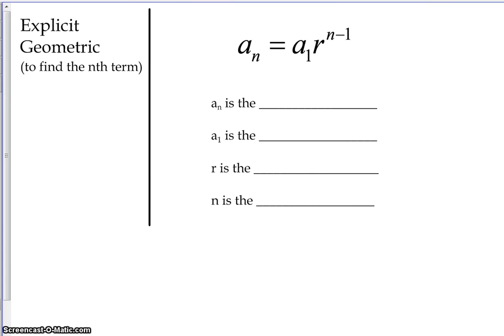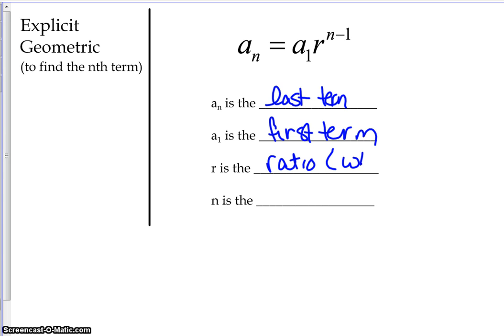So our formula to find the nth term of any given value is: a sub n is the last term that we're looking at, the nth term, and a sub 1 is the first term. We take the first term and multiply it by the ratio. Our ratio here is what you multiply by to get the next term, and n is the number of terms.